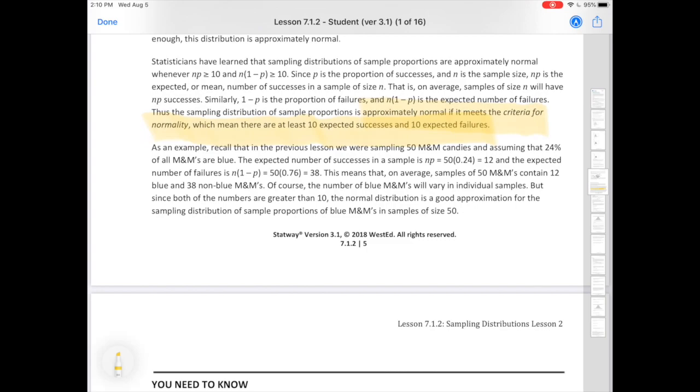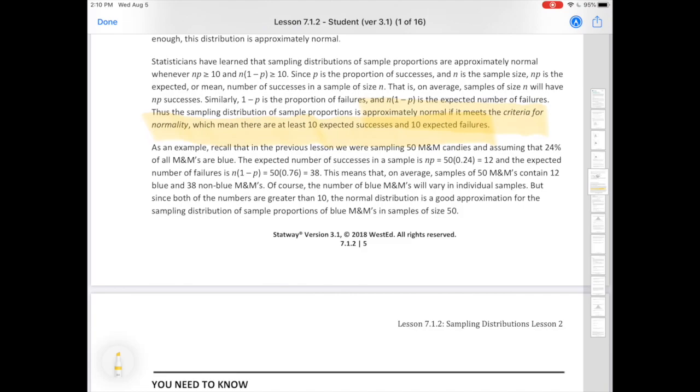Before I read on, let me try to break this down for you. This means that you need to choose your samples large enough so that you expect at least 10 successes and at least 10 failures in your sample. So let's read the following part.